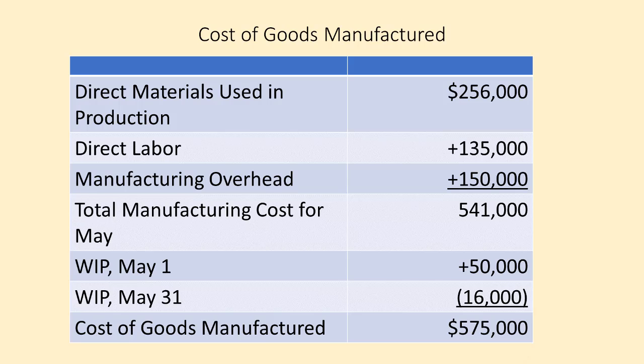Work in process is the cost of the partially completed goods that are still on the factory floor at the end of the time period. These are units that have been started but not finished.